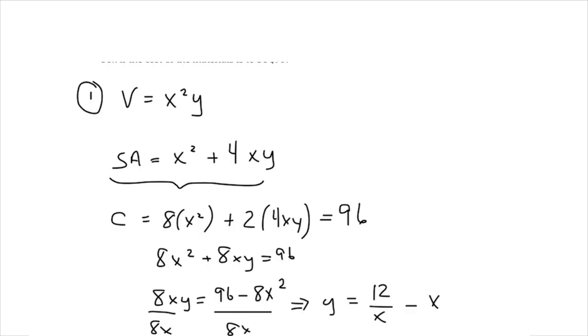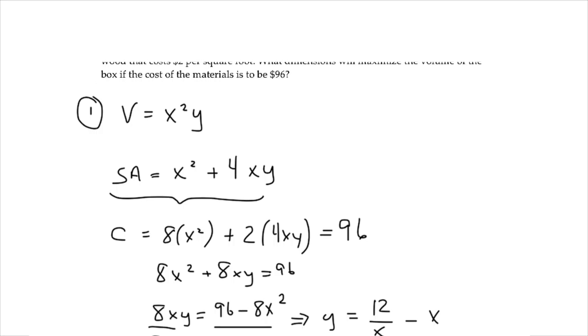So now what I can do is take that amount and plug it back in here. Let me update this. The volume is going to be good old x squared times the quantity 12 over x minus x. Do we see that? The volume is x squared times y, but y apparently is 12 over x minus x.